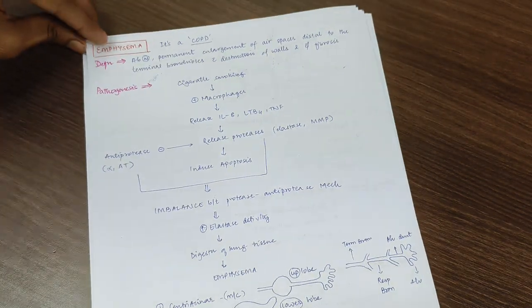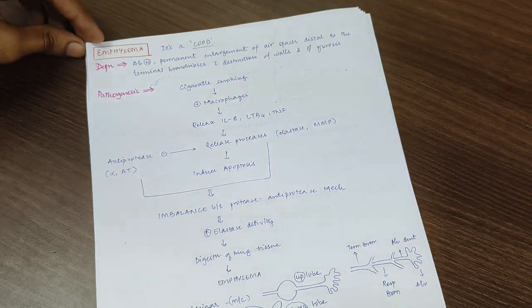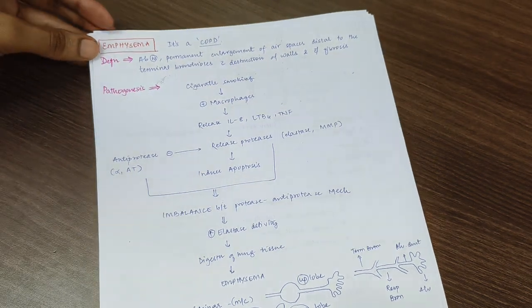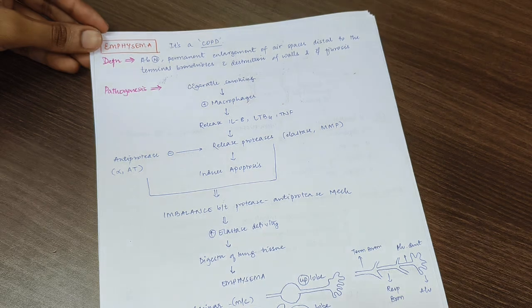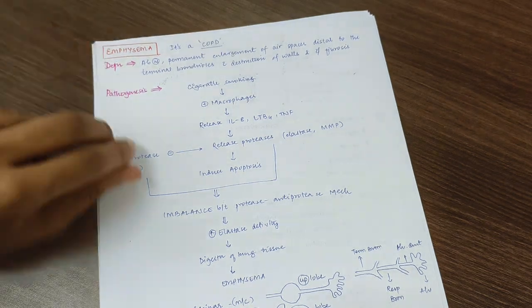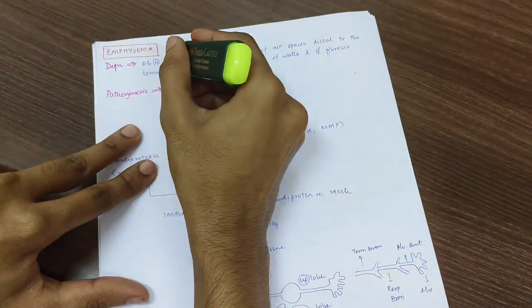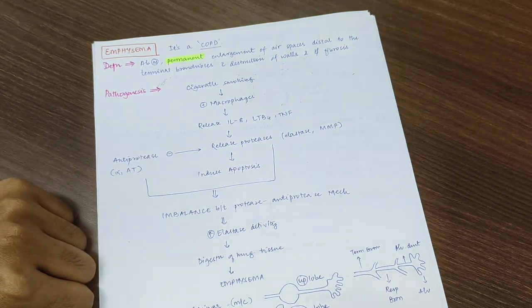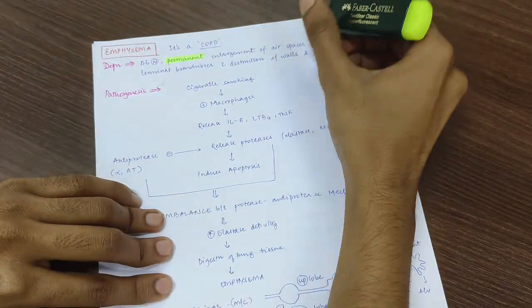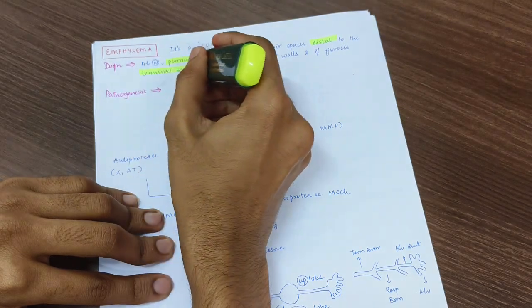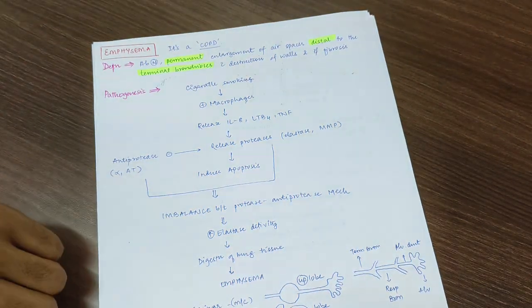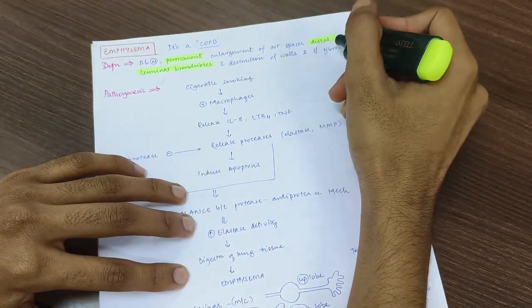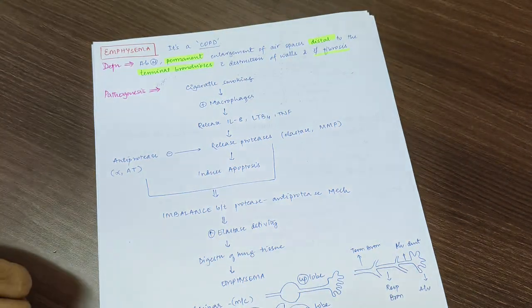We are entering RS. In the respiratory system, the first topic is emphysema, which is a component of chronic obstructive pulmonary disease. There is abnormal permanent enlargement of air spaces distal to the terminal bronchioles, with destruction of walls and without fibrosis. Remember, there is no fibrosis.